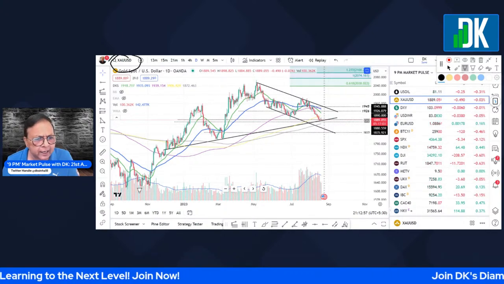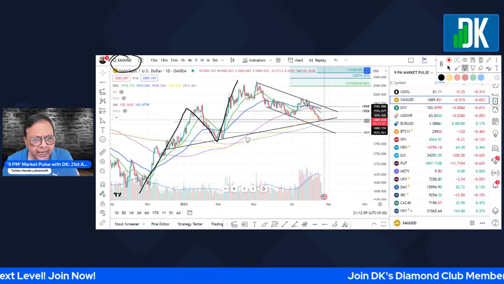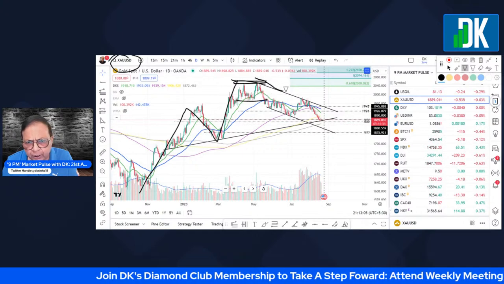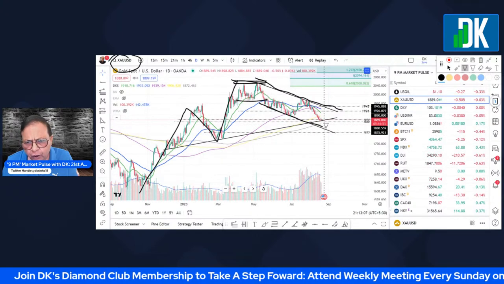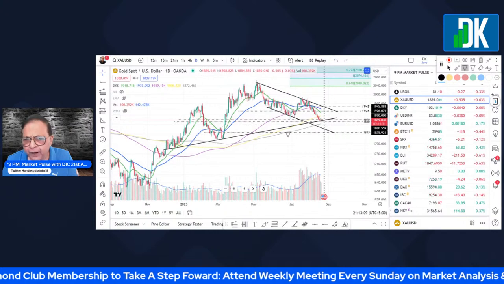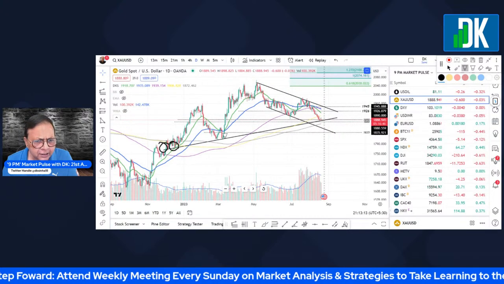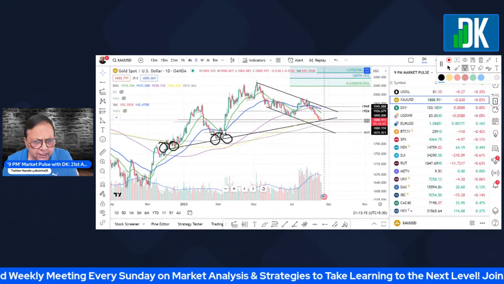What we can see, it was an uptrending move, making higher highs and higher lows. There was a distribution pattern, double top, gave a breakdown, and then the price is trading in a falling price channel. Now, if you look closely at the price action, this is a support, this is a support, this is a support, this is a support.